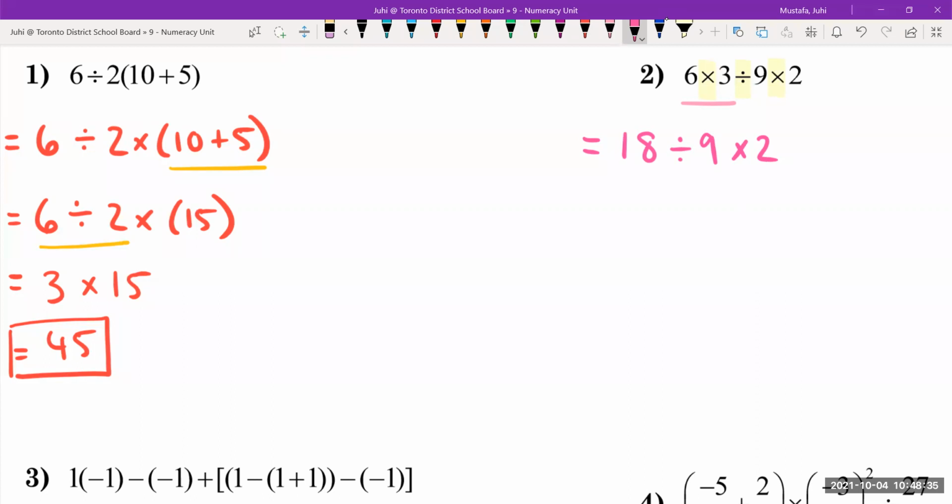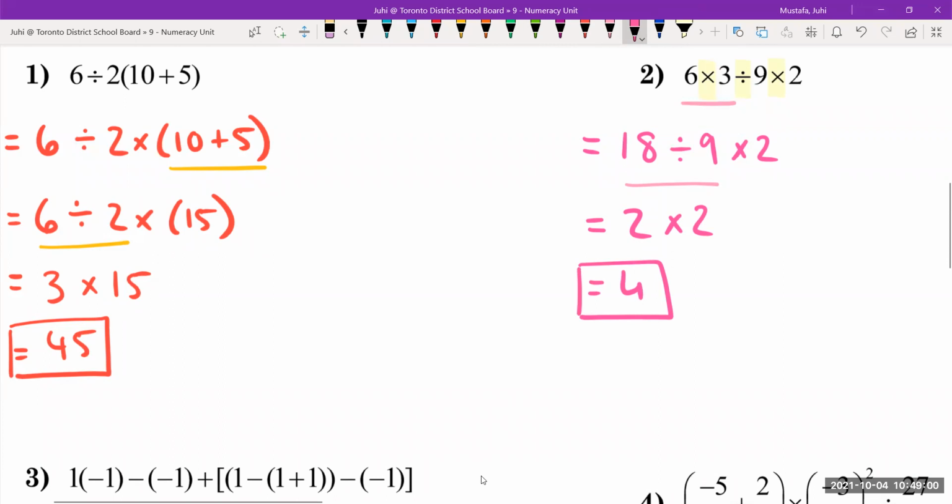Train your brain to recognize that even though the multiplications are grouped so nicely together and you want to multiply them, they're not supposed to be. You have to do the multiplication first. And now next, you're going to do the 2 division questions. So it's going to be 18 divided by 9, which is 2, so it's going to be 2 times 2. And then the final answer is just going to be a whole number 4.